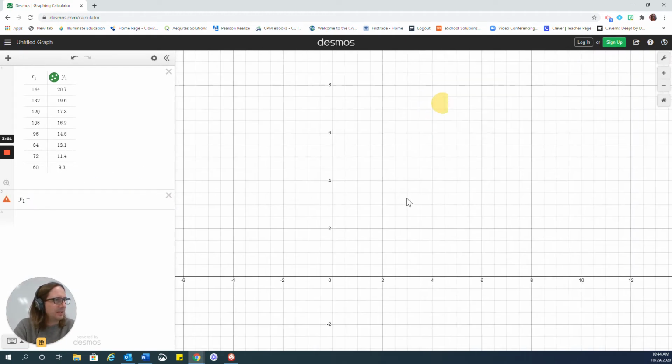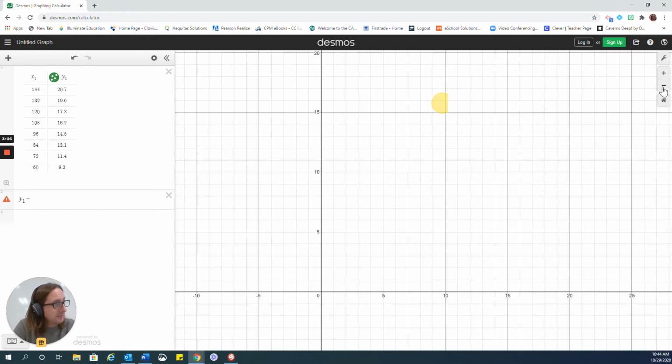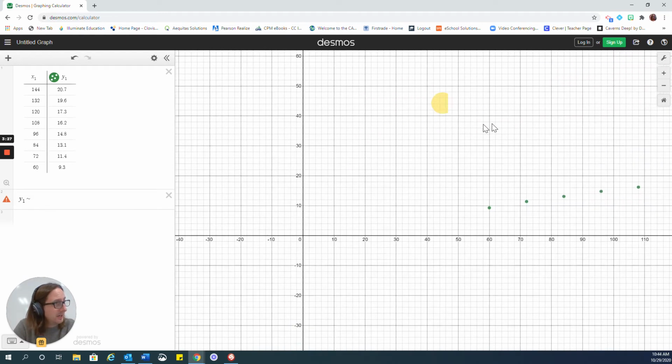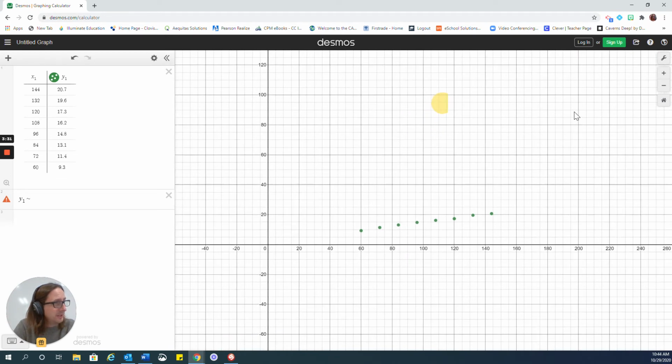Oh, by the way, where is my data? Hey, data, where'd you go? Let me zoom out and see if I can find my data. There it is. There's my data over there. Sweet. Okay, so there's all of our data, and it's looking pretty strong as far as its association. We've got a strong positive linear association here. All these points aren't quite an exact line, but they're pretty close to it.